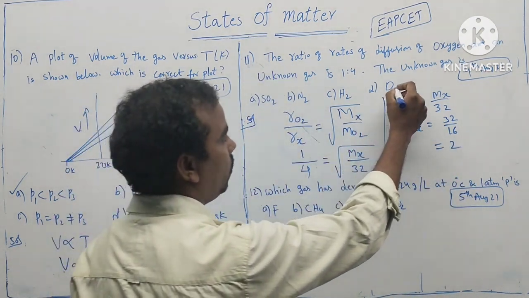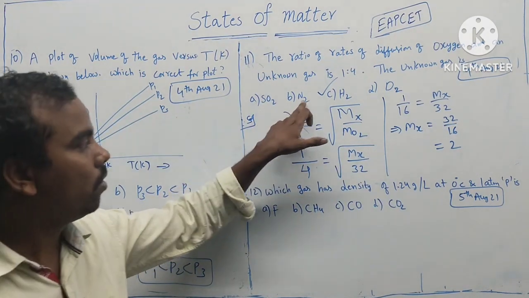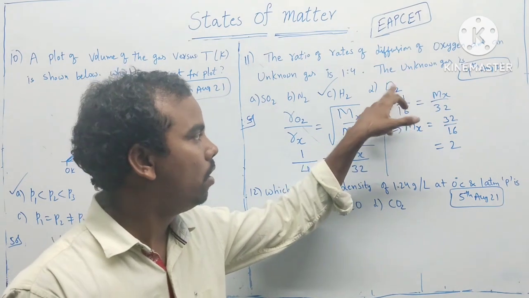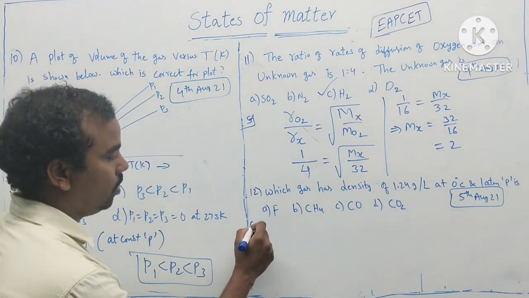Molecular weight 2. Which one has molecular weight 2? So answer C. SO2 molecular weight is 64. Nitrogen N2 molecular weight is 28. Here molecular weight is 2. O2 molecular weight is 32. So answer C.